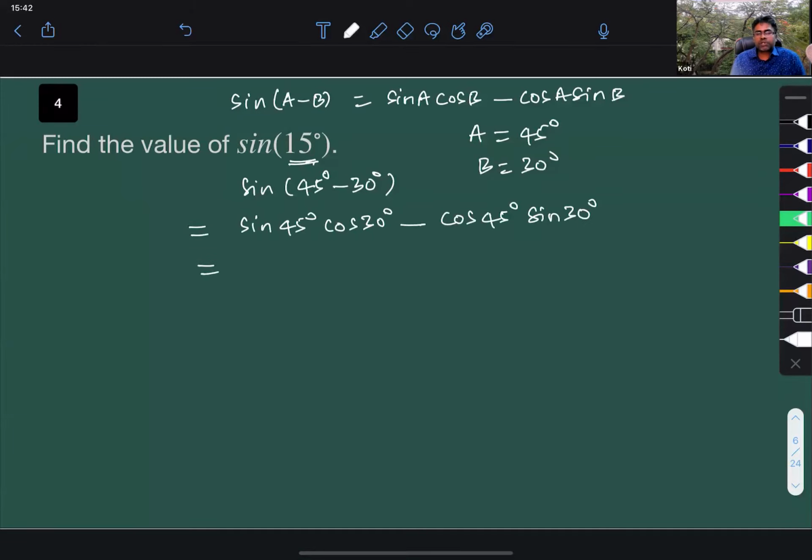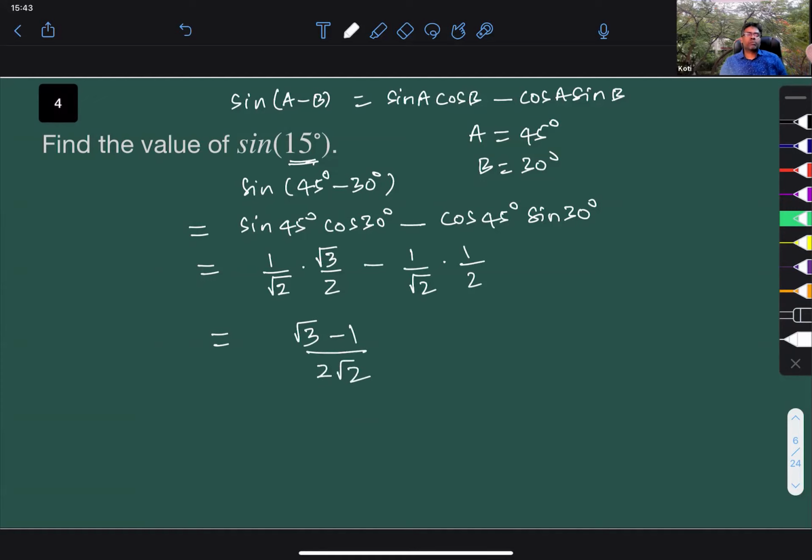And now substitute these values. Sine 45 is 1 over root 2, and then cos 30 is root 3 over 2, minus cos 45 is 1 over root 2, and sine 30 is 1 over 2. So in the denominator, you see 2 root 2 common. So I think you can just put them together: root 3 minus 1 by 2 root 2. Okay, so I'll pause here for a minute. Let me know if you have any questions.